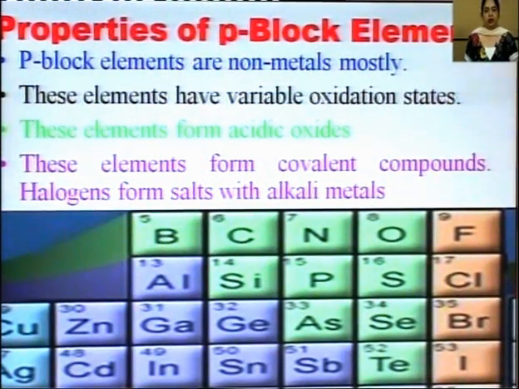Properties of P block elements. The P block elements are mostly known metals. These elements have variable oxidation states. These elements form acidic oxides. These elements form covalent compounds. Halogens form salts with alkali metals.